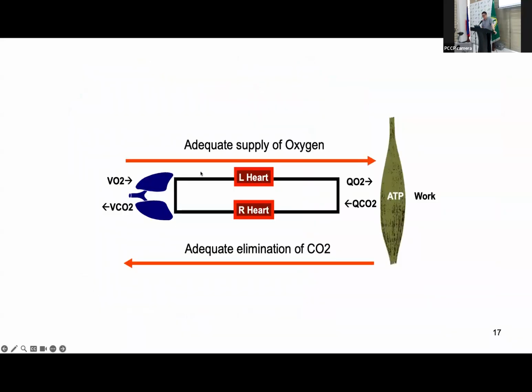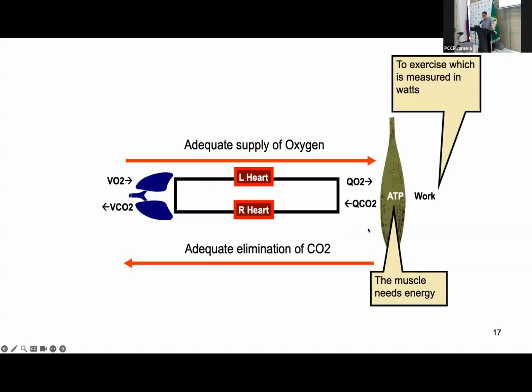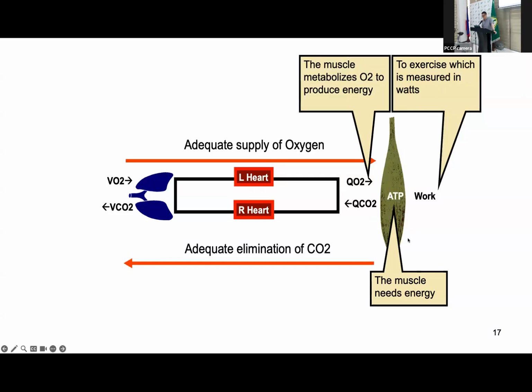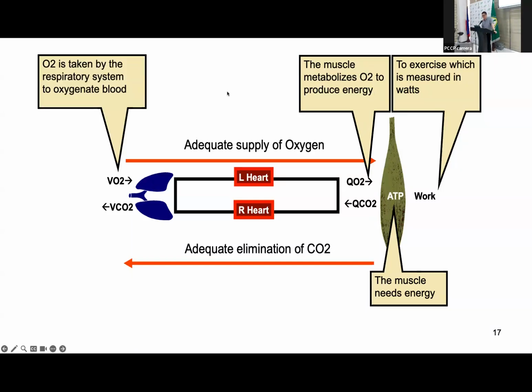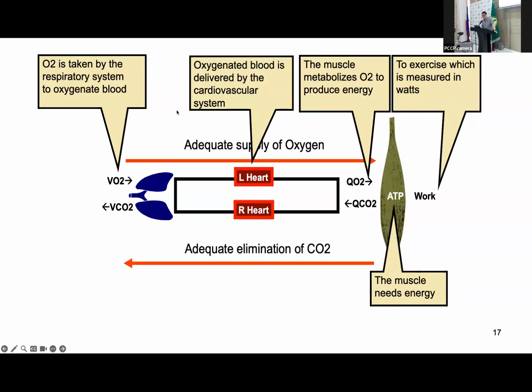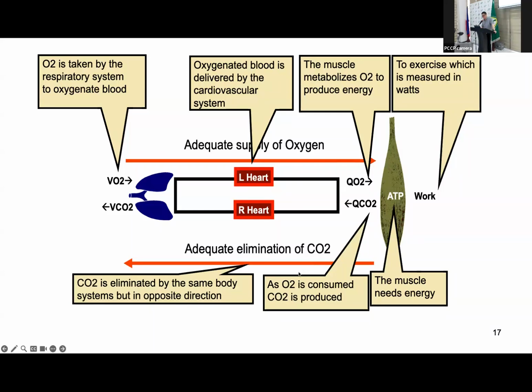Okay, so in order to exercise, the muscle needs energy. To exercise, which we measure in watts on a bike, we need energy. And the source of energy is the oxygen from aerobic metabolism. And that oxygen is derived from the respiratory system, which oxygenates blood. And that oxygenated blood is transported by the cardiovascular system into the muscles, where it's utilized to produce ATP. At the same time, it produces carbon dioxide. And that carbon dioxide is subsequently eliminated by the same system involved in the delivery of O2.